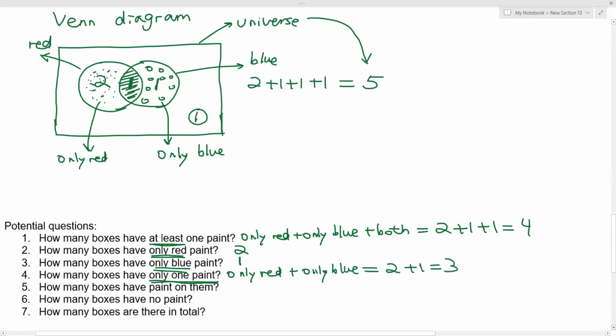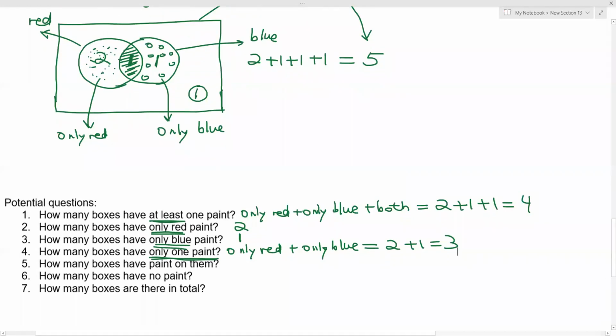Now, number 5, how many boxes have paint on them? It didn't say how many different colors of paint, right? So number 5 is basically number 1. As long as you have 1 paint, you have paint. So we'll say 4. Okay, number 6, how many boxes have no paint? We already know, 1. Number 7, how many boxes are there in total? We'll do 2 plus 1 plus 1 plus 1 equals 5.